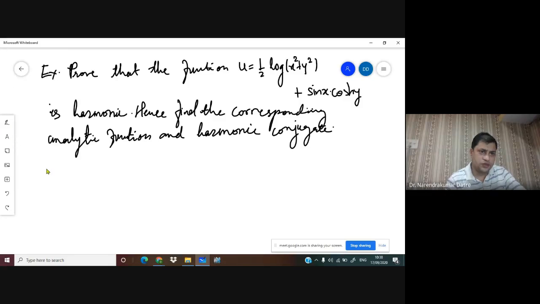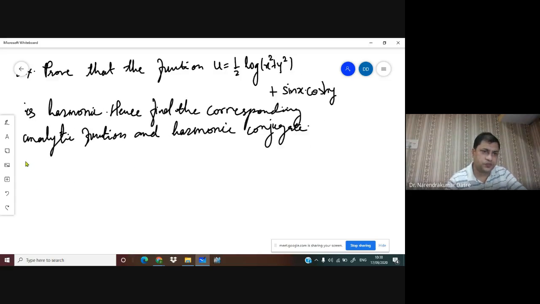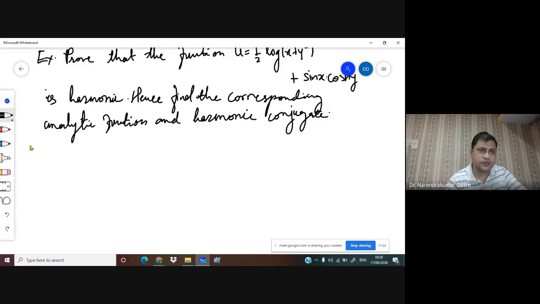Okay, so here we have given a function. This is the given function, and then we have to show that it is harmonic, and then we have to find its harmonic conjugate. Okay, so the solution. So here, as we know, we have to find out the corresponding analytic function also.